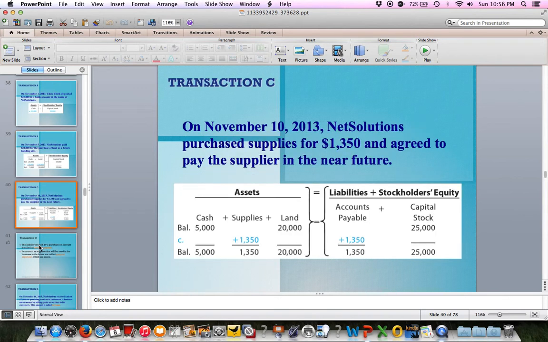And then we're going to buy some supplies. Supplies are an asset, but it says we're going to pay the supplier in the near future. Near future means we're taking the supplies now, we get possession of them now, and we'll pay for them sometime in the future. So we're getting credit from the supply store. Okay, so we debit an asset, or we increase the asset supplies. We now have more asset. But on the flip side, we now owe somebody for those assets. So we have an account payable now of $1,350.